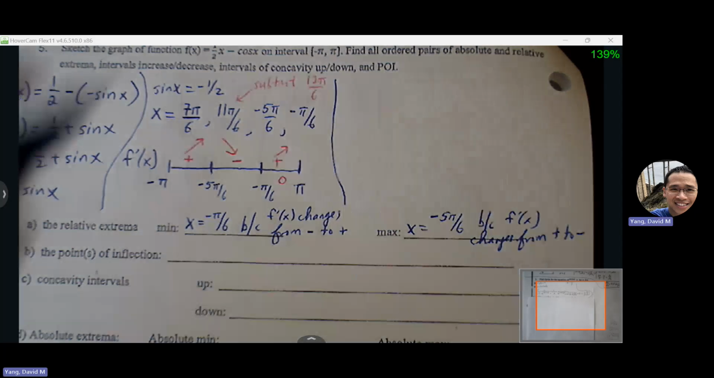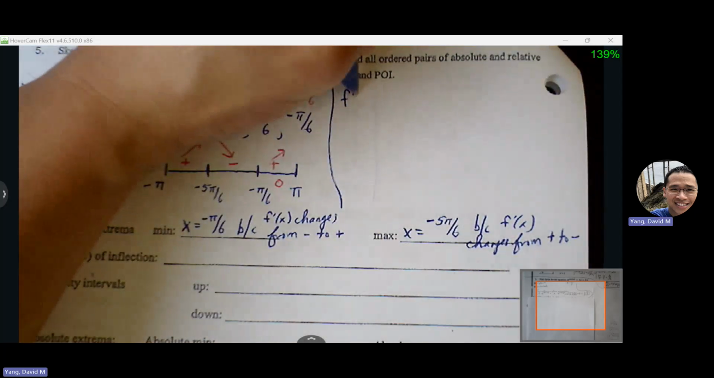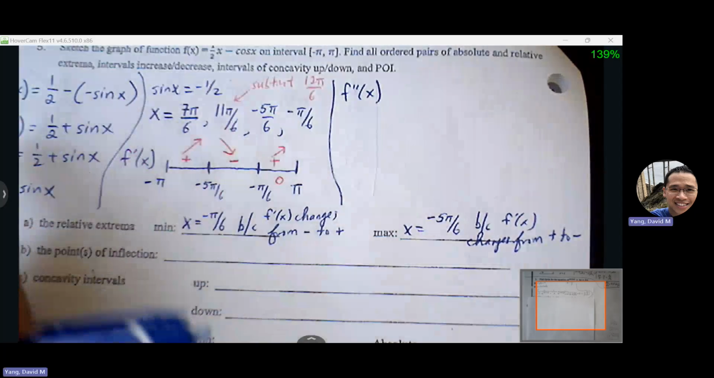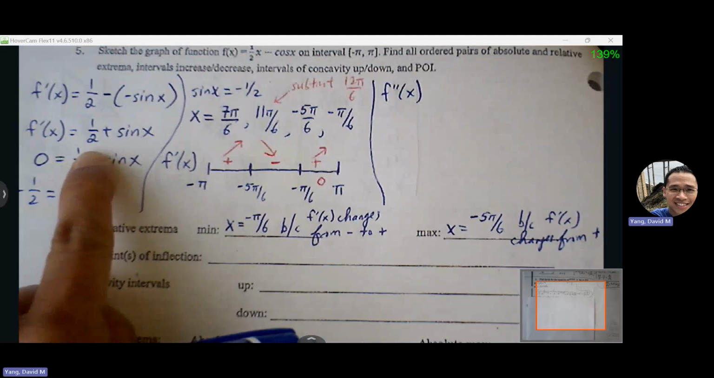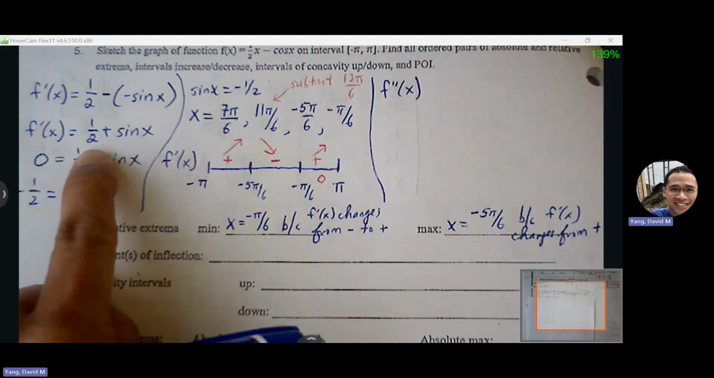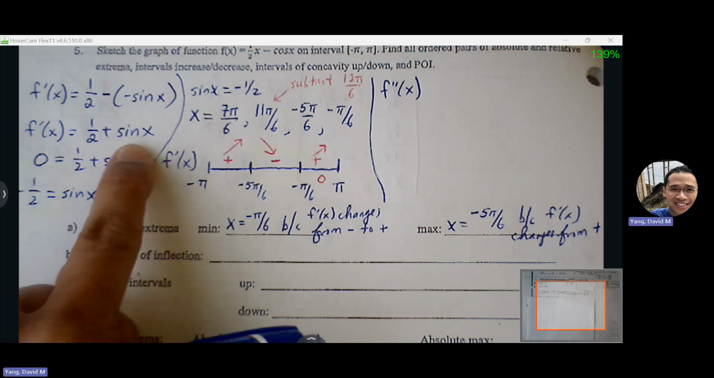All right, let's do our second derivative function, f double prime. Pick up where we left off. F prime was 1/2 plus sine of x. 1/2 becomes, sine x becomes, positive, right? Positive plus sine.